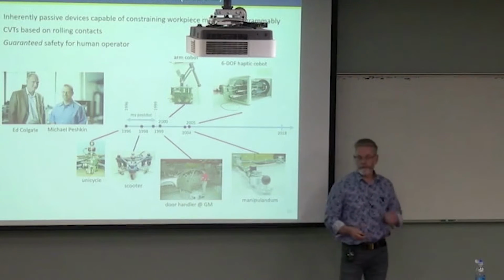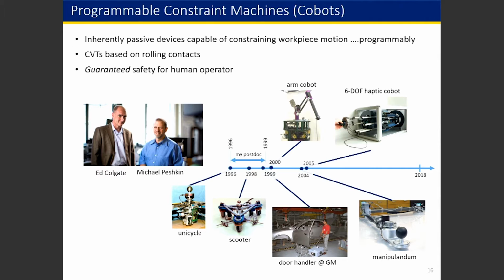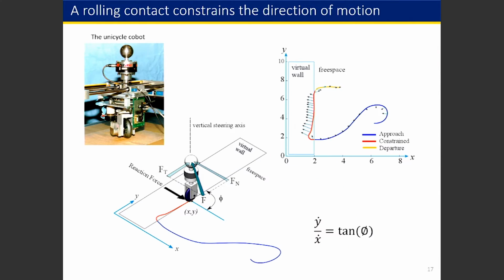None of this really took off, though. I'm going to highlight this last one in a moment, though, for rehab purposes. The Unicycle is the simplest cobot. Just want to highlight in a few terms.